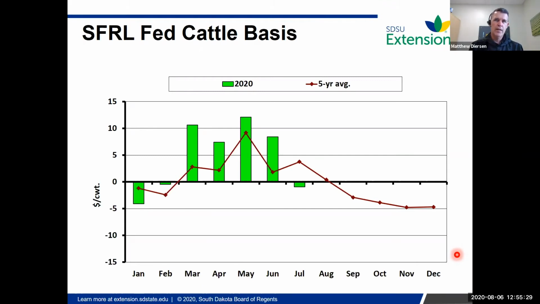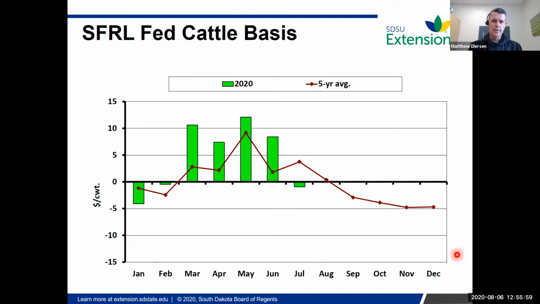And then I overlay that with the 2020. So for planning purposes, I'd use that 5-year average. So going into 2020, one would have been expecting basis levels of $3 to $5 in March, April, May, and June. As it happened, basis was very high, or above average, or much more positive than expected during March through June.